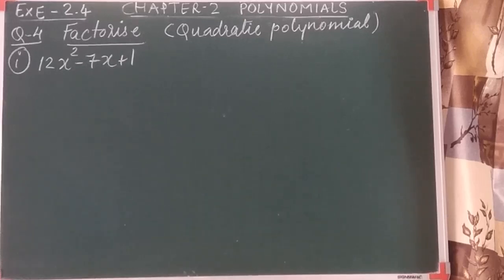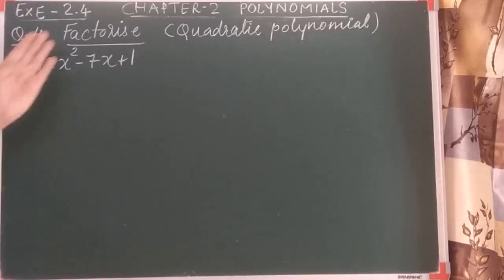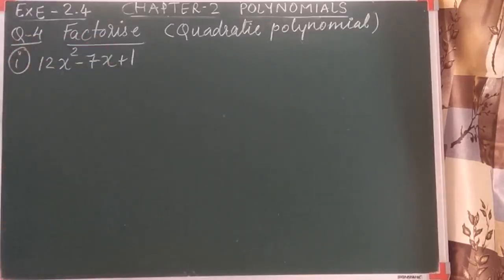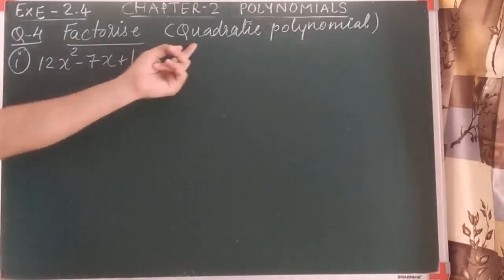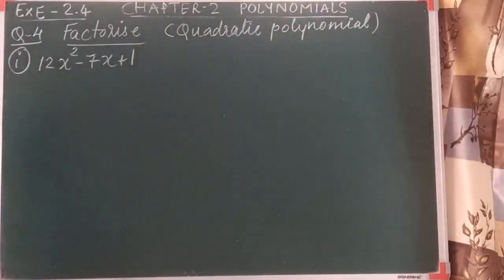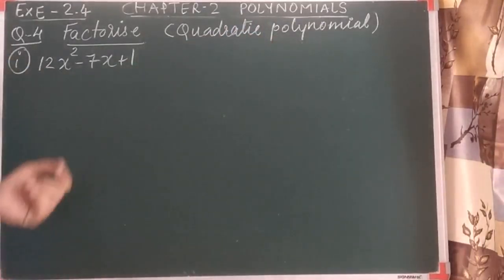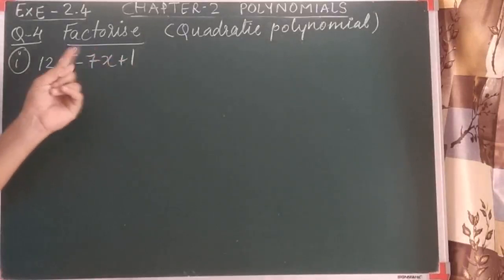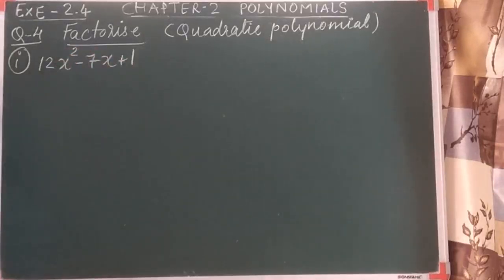Let's discuss one of the most important questions, which you are going to use further in the higher standards also. It is factorization, which we have already discussed in the 8th standard. You can see this factorization. I have written it in the bracket, it is a quadratic polynomial. As we discussed earlier in this chapter, as this polynomial has highest degree 2, it's a quadratic polynomial.